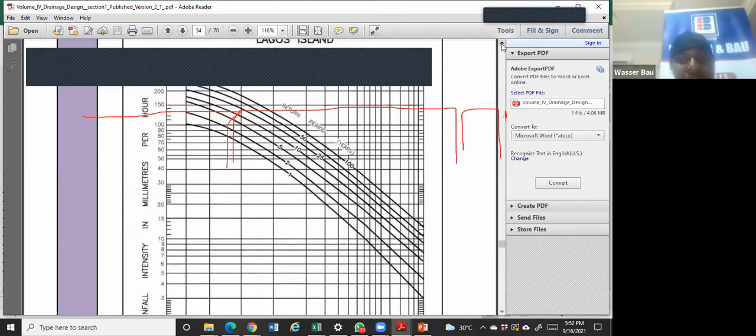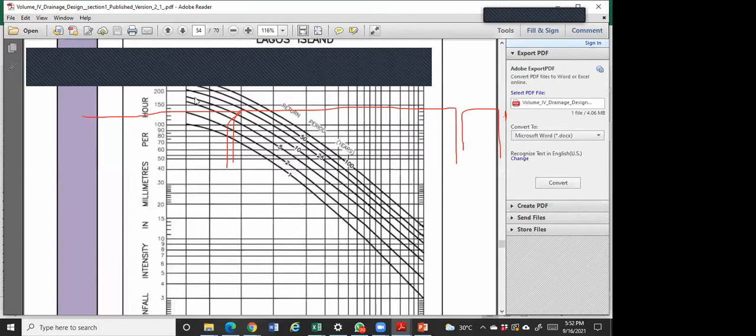So I think Lagos people should be designing with 10 years, which is almost 180, if you ask me, only that it will be expensive, of course. So 150 is modest. 150 is okay. But even the higher, the better. Okay, that's clear. Thank you.